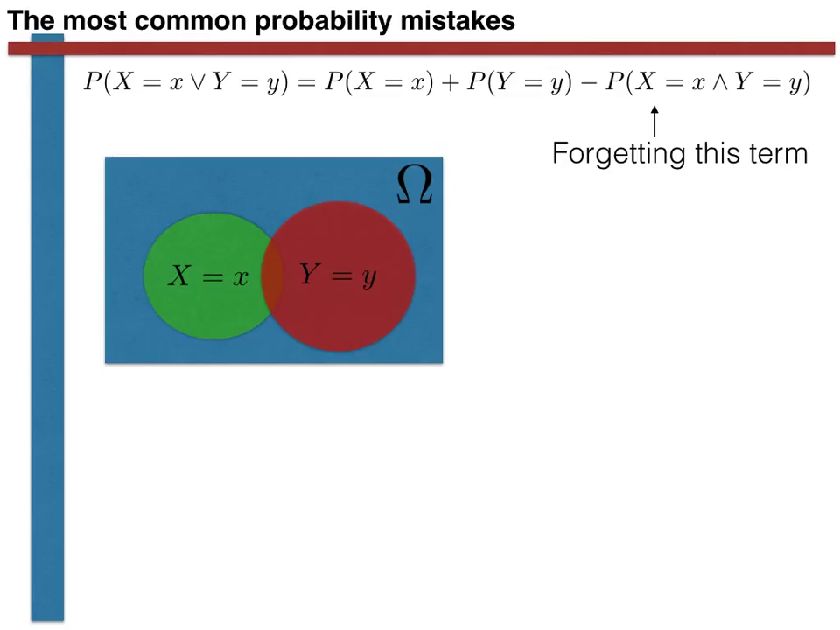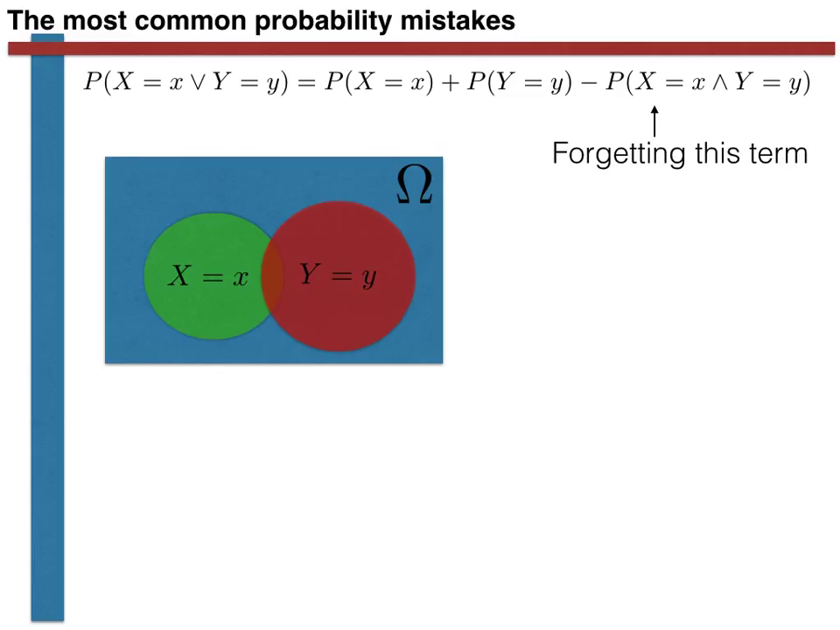Consequently, if we try to calculate the probability that X equals x or Y equals y by just adding the probability that capital X equals x to the probability that capital Y equals y, we double count the probability that X equals x and Y equals y simultaneously. We thus need to subtract this term from the sum, and forgetting to subtract this term is often done and is an easy mistake to make.